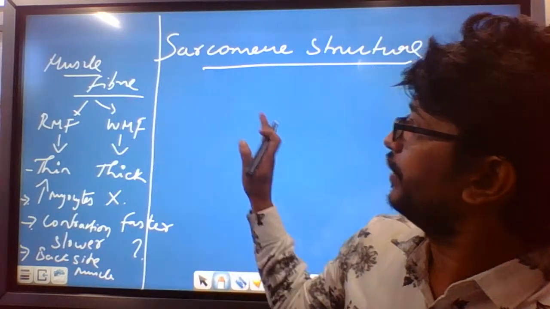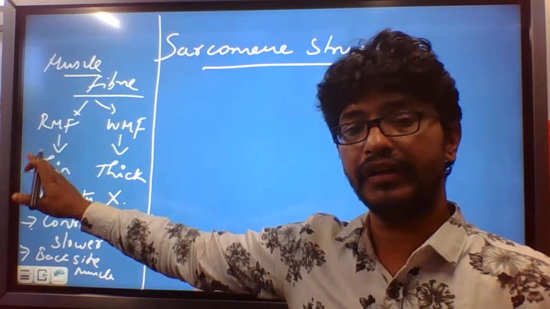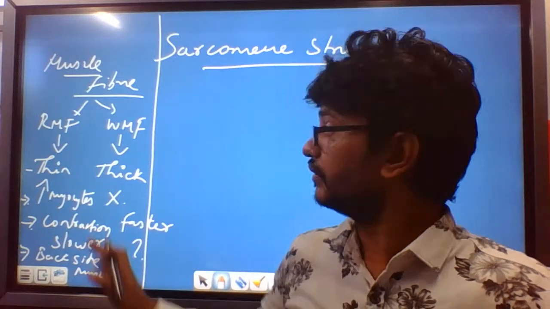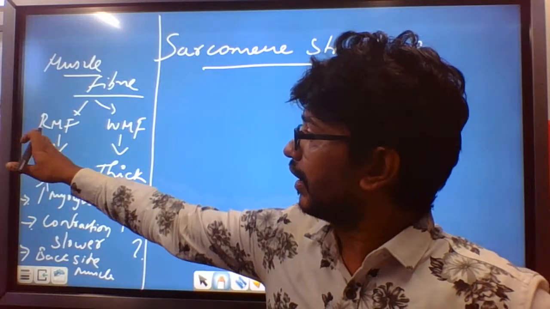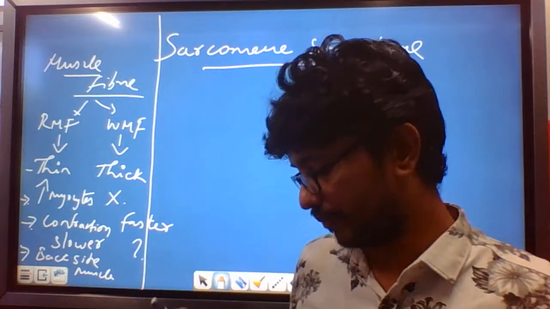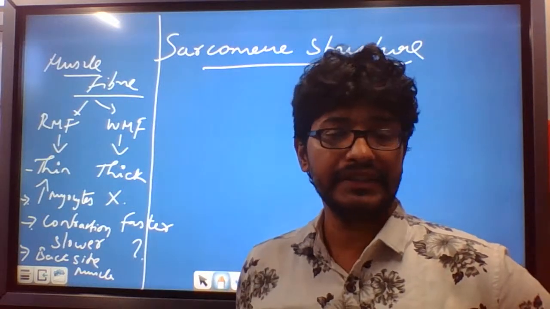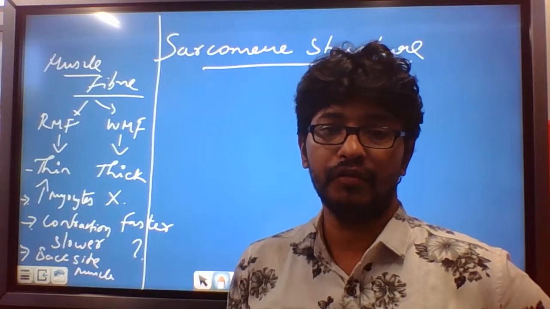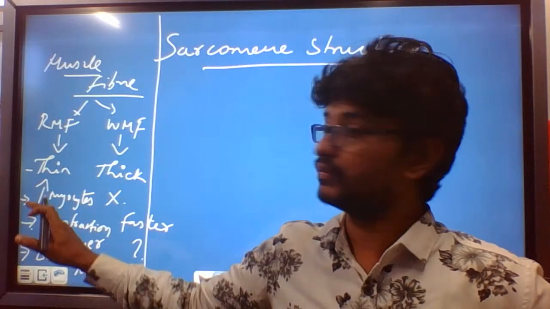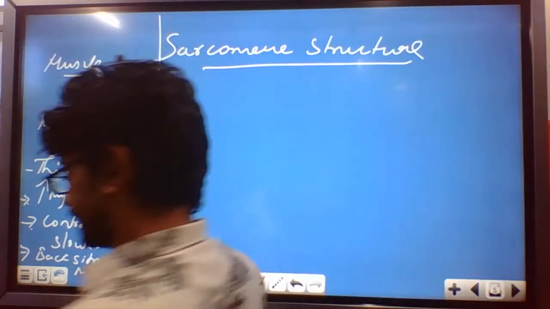So before going to the sarcomere structure, you need to understand the difference between red muscle fiber and white muscle fiber. RMF is red muscle fiber and WMF is white muscle fiber. The textbook does not clearly describe or differentiate between RMF and WMF, but you need to know the difference between the muscle fibers. Now we move on to the sarcomere structure.